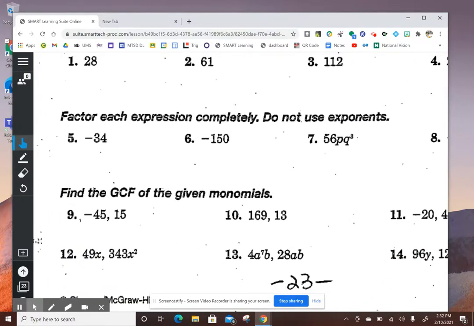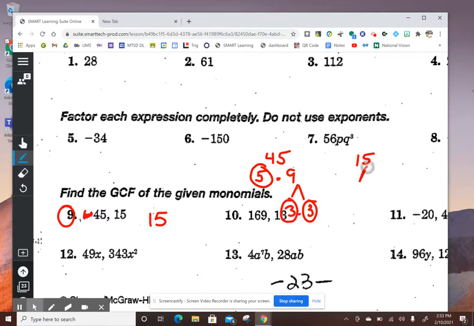So let's go down to number 9, and we're going to try to find the GCF of 15 and negative 45. Just ignore the negative and ask, what's the GCF of 15 and 45? Well, I know the greatest common factor between 15 and 45 is 15. I think most of you do, and you can do that in your head. But let's suppose you don't know, and let's do the prime factorization. So this would be 5 times 9, circle it, and this would be 3 times 3, circle it. This would be 5 times 3, circle them both.